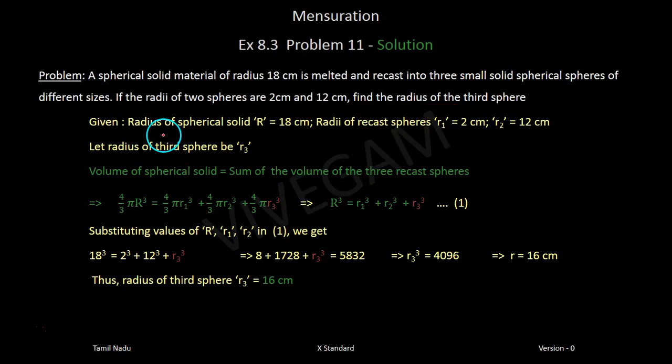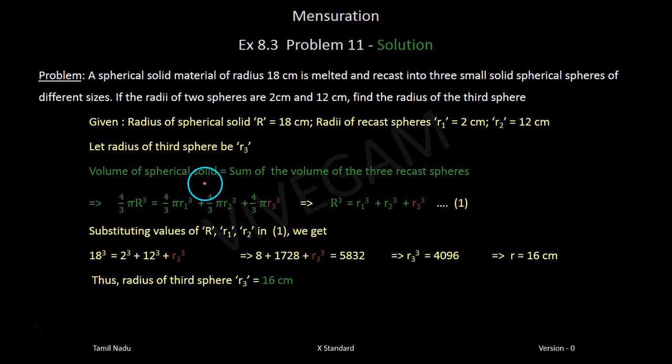Okay, now we are coming to the solution part. So radius of the spherical solid R is 18 cm. The radii of the recast spheres R1 is 2 cm, R2 is 12 cm. Okay, so let the radius of the third sphere be R3. Okay, actually there is one step missing. Actually we should write first, let the radius of the three spheres be R1, R2, R3. Please write it in your notebook, and then this given should come. Okay, and this will go in that step. Okay, the radius of the third sphere is R3.